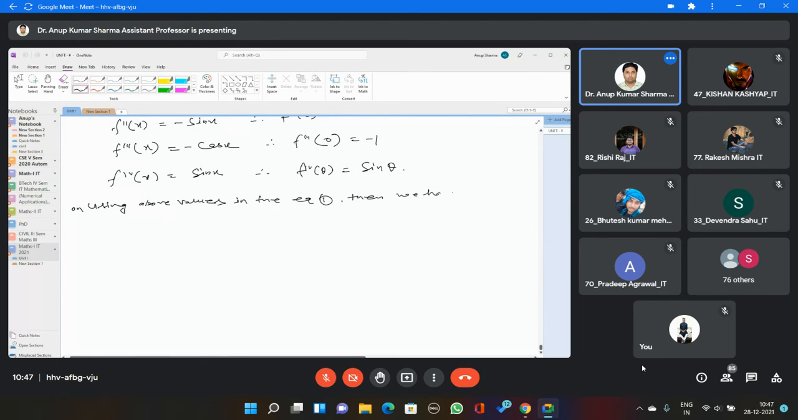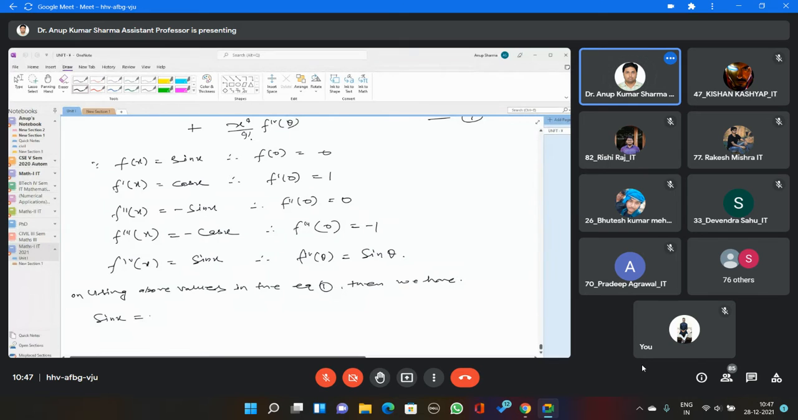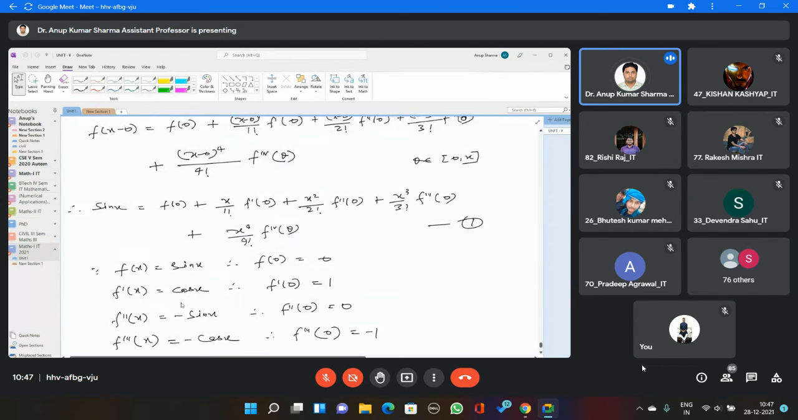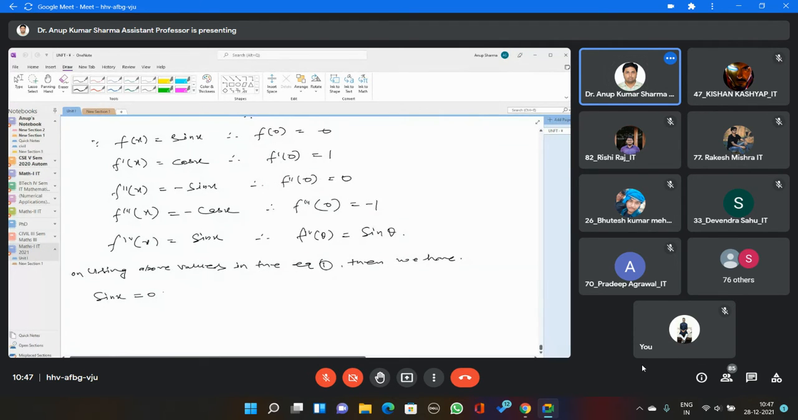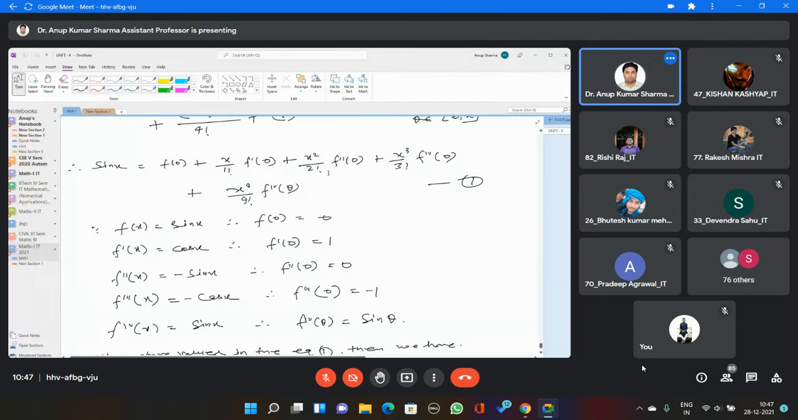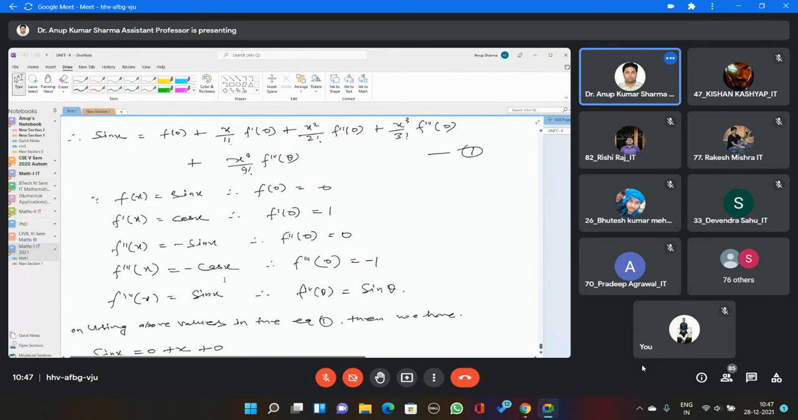Then we have sin x is equal to... so f(0) is 0. Next, x upon factorial 1, f'(0) is 1. So we write here plus x. Next is x squared upon 2 factorial, f''(0), again 0. We write 0 here.